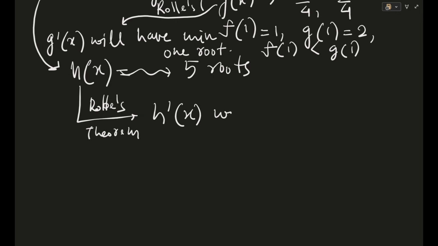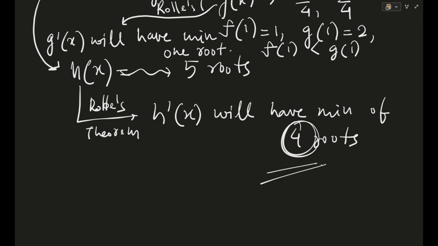So h dash x will have, according to Rolle's theorem, obviously, minimum of four roots. Okay. So the answer for this particular question becomes 4. I hope this was easy.